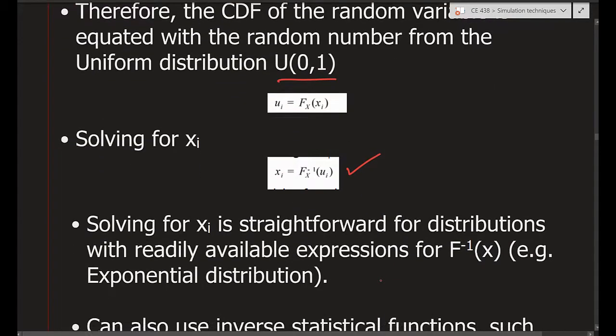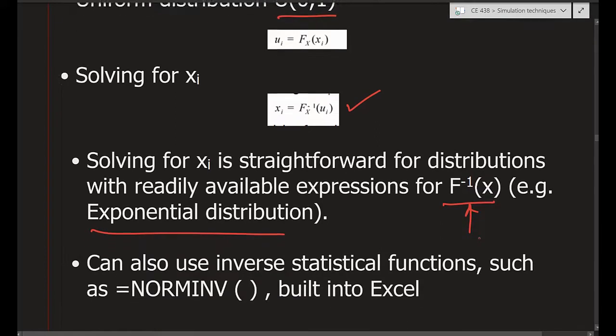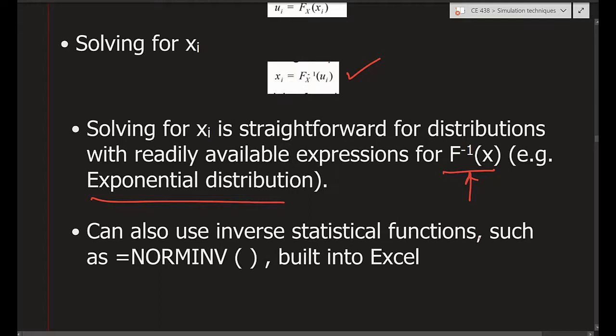Solving for xi is straightforward for some distributions, and a readily available expression for F inverse x can be derived, or it can be seen in any textbook. For example, in case of the exponential distribution, you can derive an expression for F inverse x. In other cases you don't have this kind of inversion available. In those cases you can go to the table and see the particular value, and find for which value of x this corresponding CDF value holds.